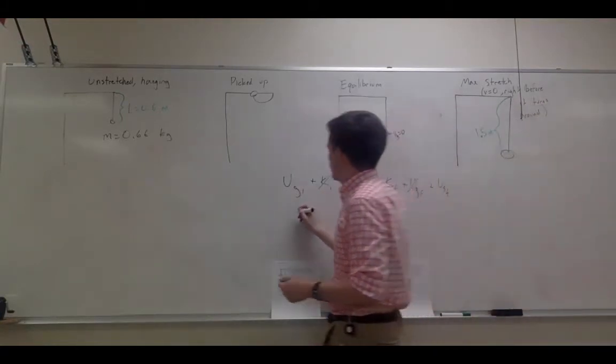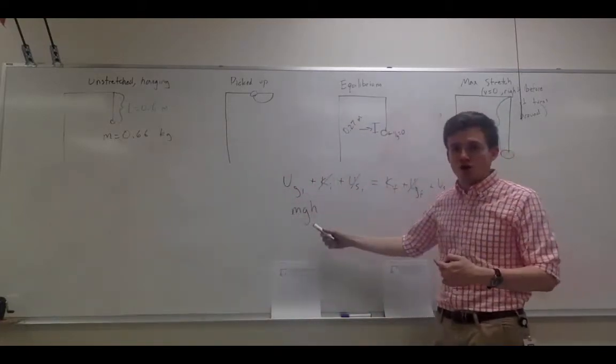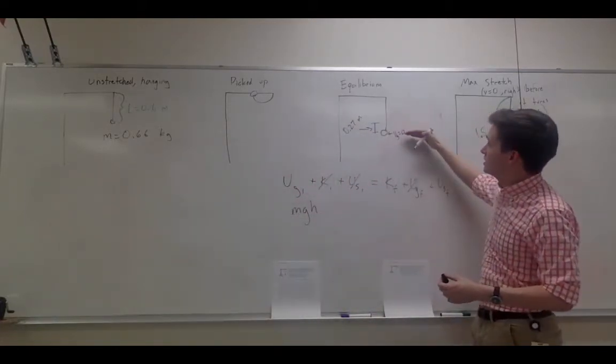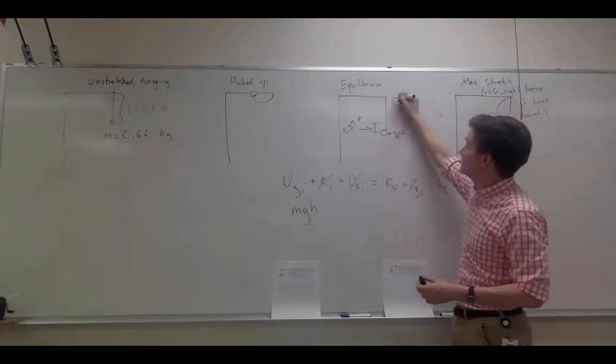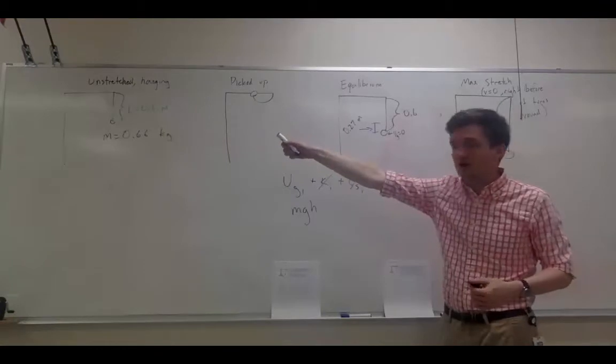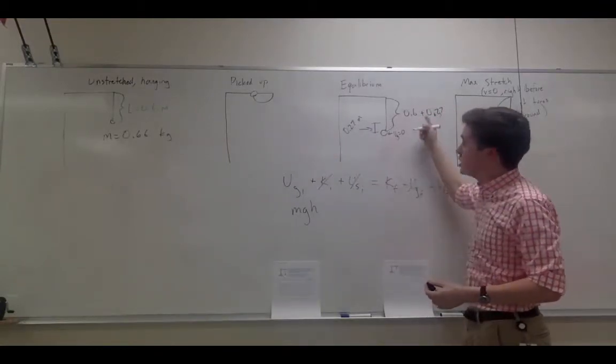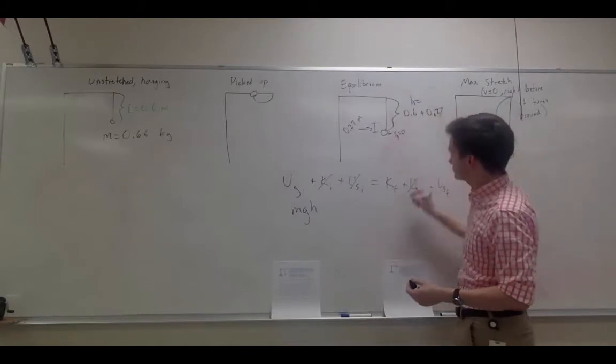At the beginning, we have mgh. We know mass, we know gravitational field strength. h is from here to here. That's going to be 0.6, our default length, plus the 0.27. So we know that this is our h.